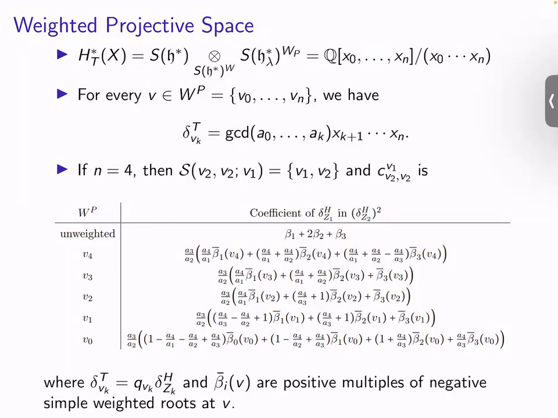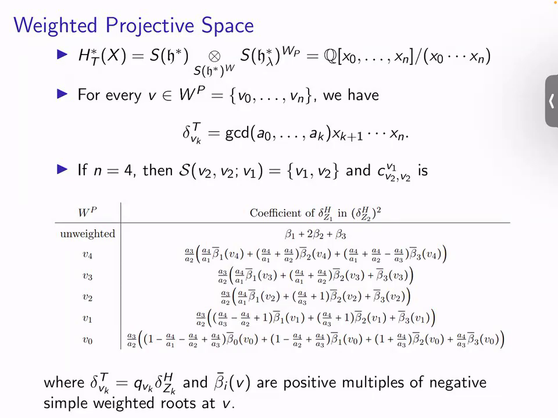Okay, so here's my favorite example to think about. If n equals 4, so there's 5 variables, we're working really with P4, or 4-dimensional weighted projective space. Choose V2, expand delta V2 times delta V2 at V1. Then the support of V2 over V1 is just V1 and V2.